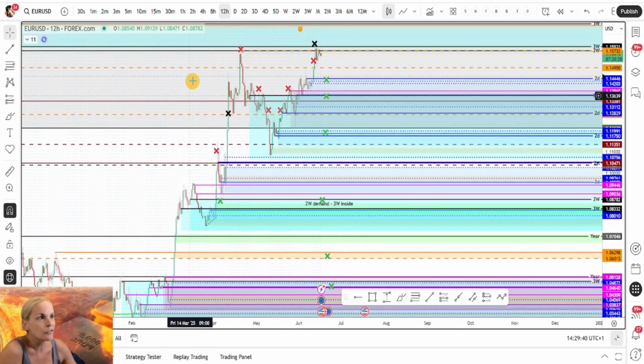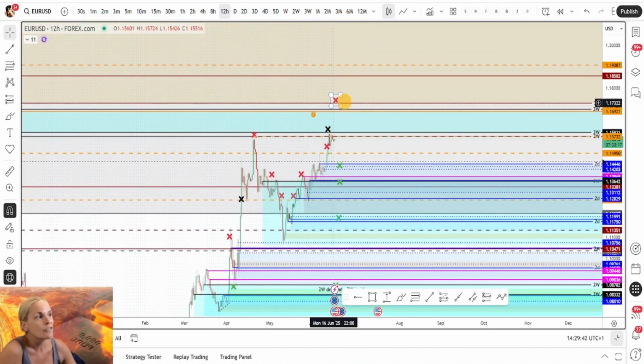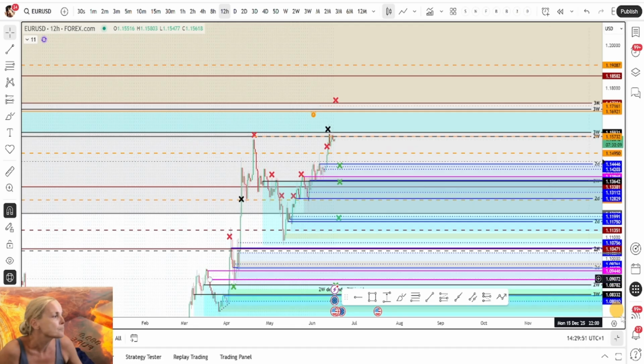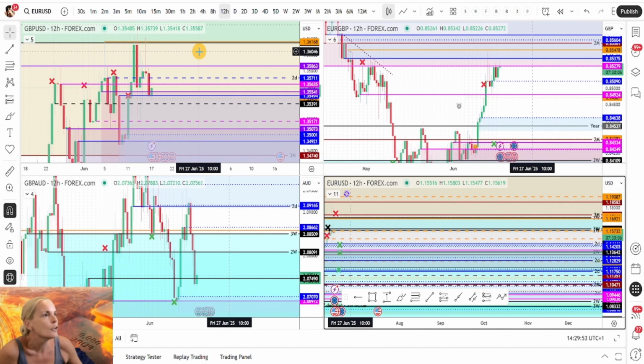What I'd like to see on this is, if this gets to the 3-month supply here, I would like to see the dollar chart get to the yearly demand below that hasn't been tested. So keep an eye out for that. So that's Euro, then pound.